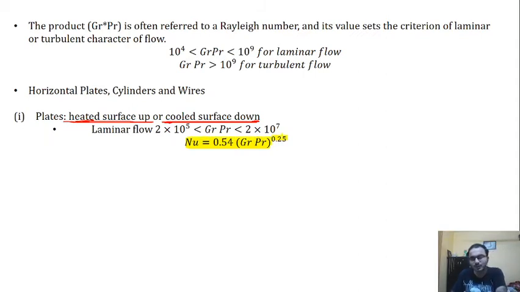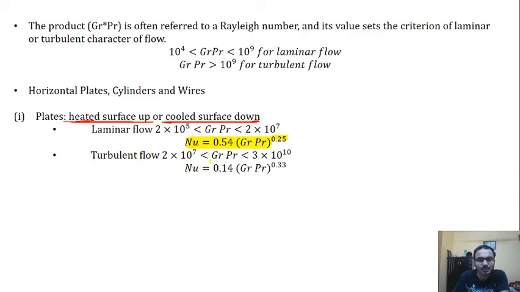Okay. Now suppose it is a turbulent flow, then the value of GrPr will be 2 into 10⁷ to 3 into 10⁻10, and for that case the Nusselt number or empirical correlation will be given by this formula. Now another case is here: heated surface is down or cooled surface up.